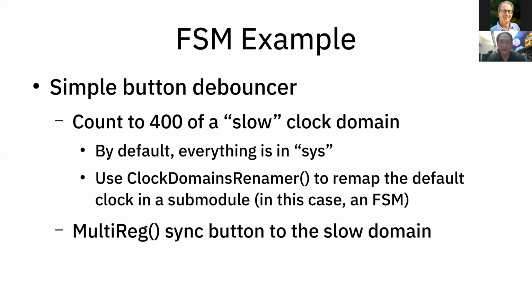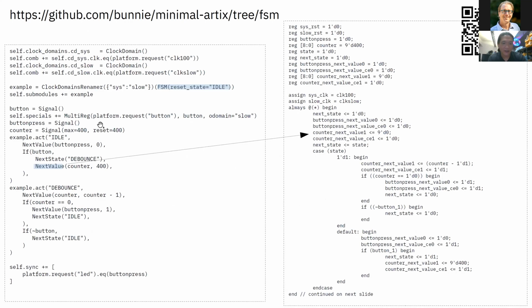Here's a button debouncer, count to 400 in a slow clock domain. We're going to use a clock domain renamer to put the FSM into the clock domain, and a multi-reg to sync the button into the slow clock domain. So this is what this piece of code looks like here. We've created the two clock domains up here on top.